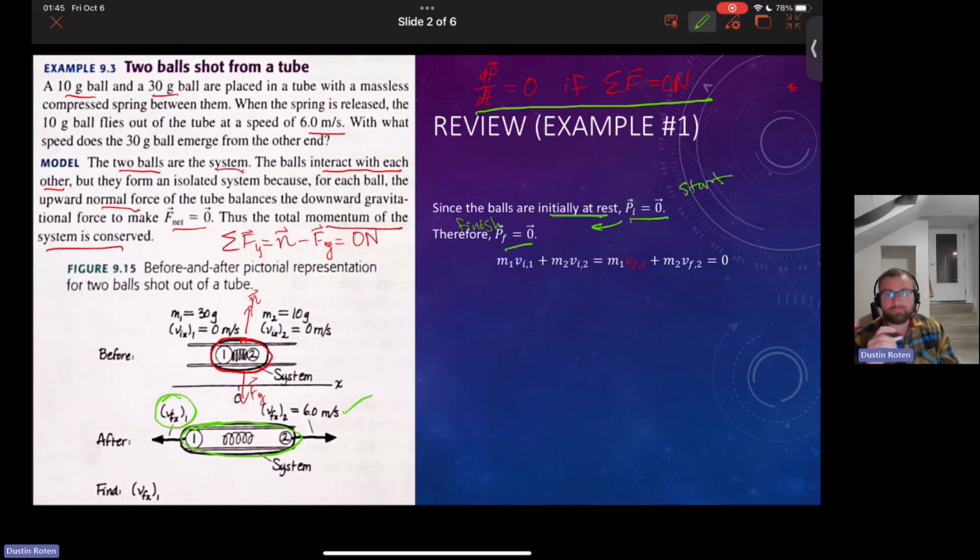Now let's add these momenta up. So we have the initial momentum of P1 plus the initial momenta of P2. We can totally add those up. This is our total momentum.